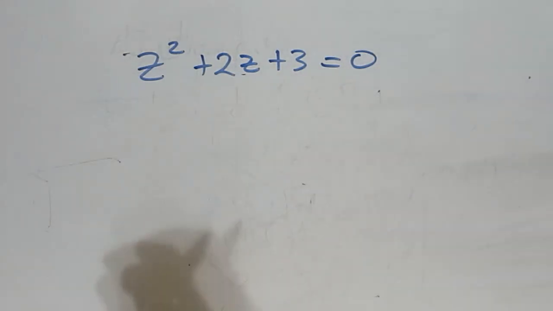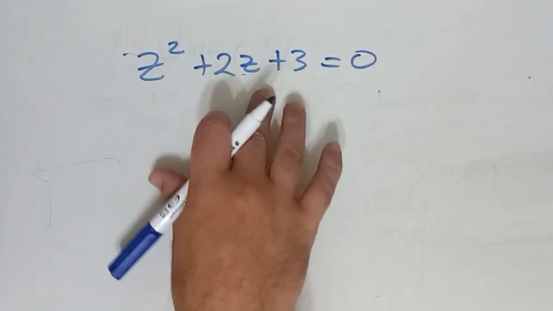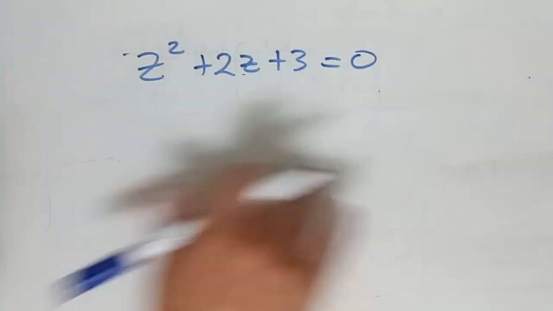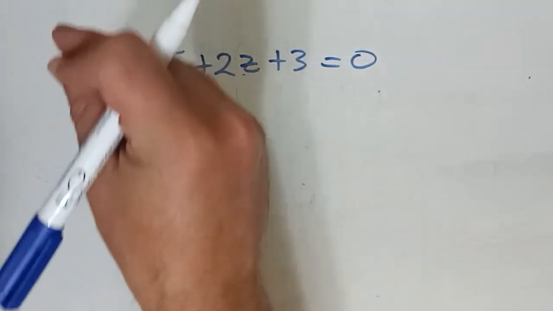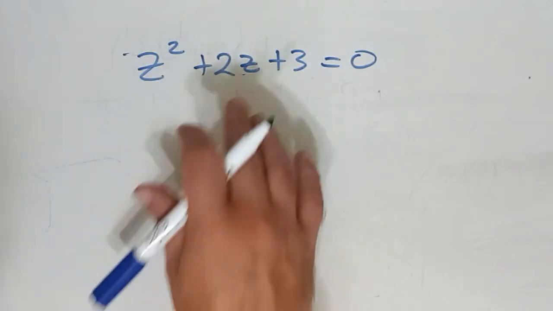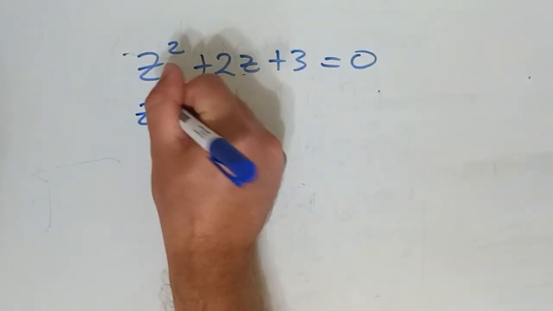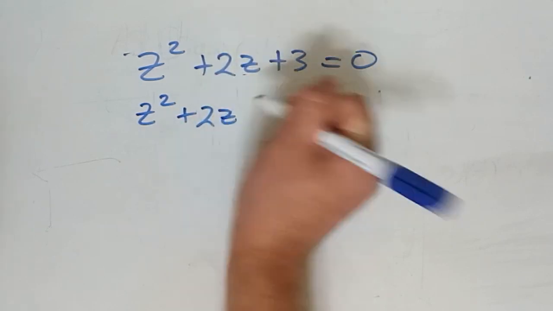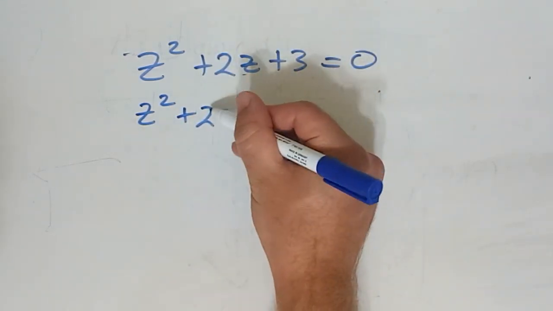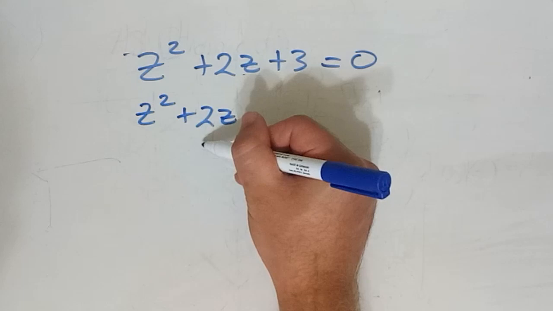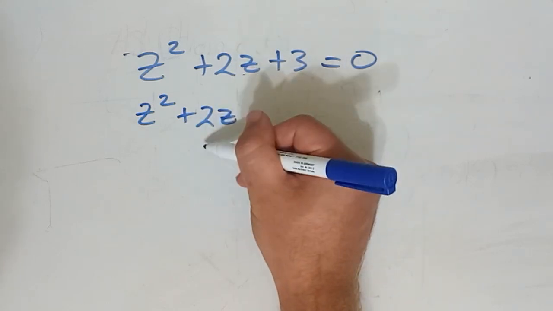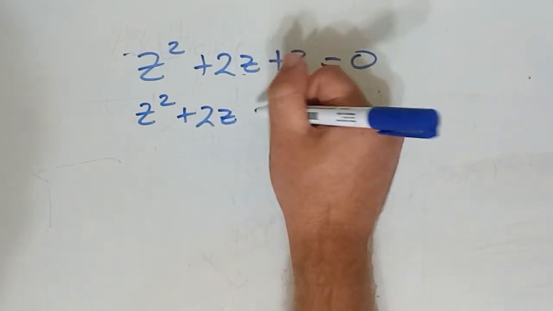Now, if you were to graph this, we could see that there's no z-intercepts, or intercepts with the horizontal axis, because it sits above the line, but there are complex solutions here. So if we complete the square, so z squared plus 2z, now to complete the square, I want to half this 2, square it and add it on. So half of 2 is 1, 1 squared is also 1.